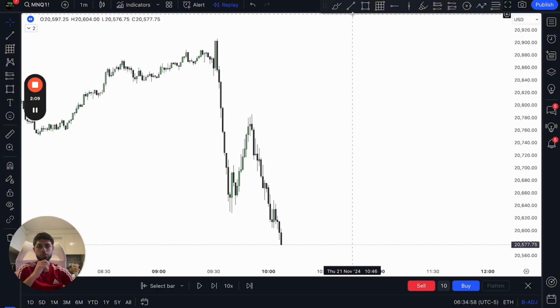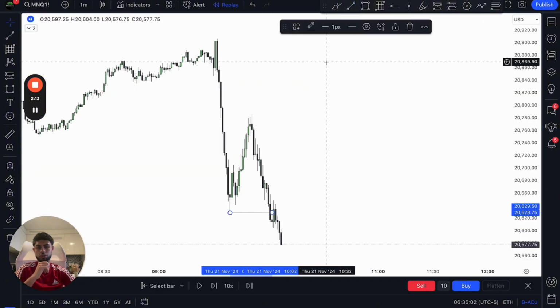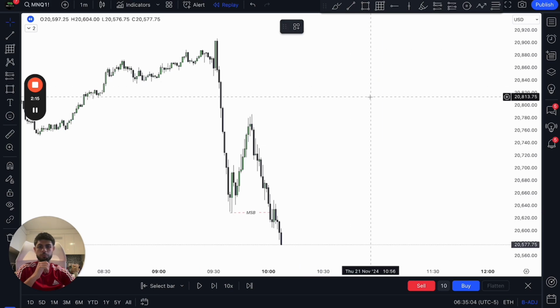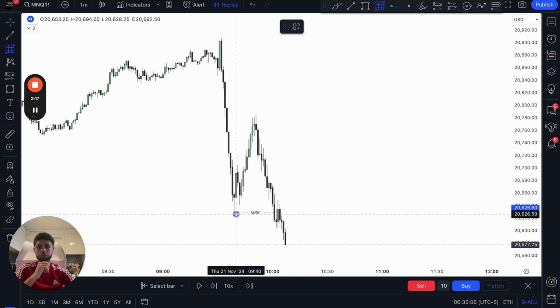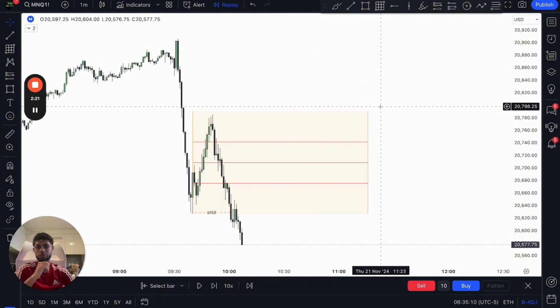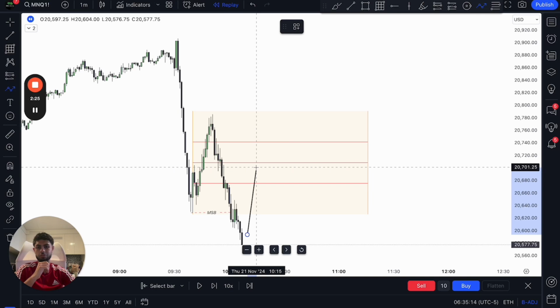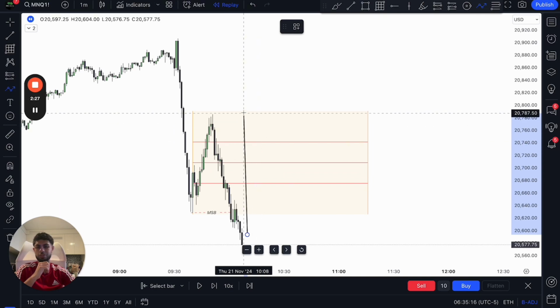So we'll go with this example here. You can see we have a break of structure to the downside. That gives us a bearish zone. So where within this zone are we looking for sells? Is price going to come and reject at 30, reject at 50, reject at 70, or even reject at all?